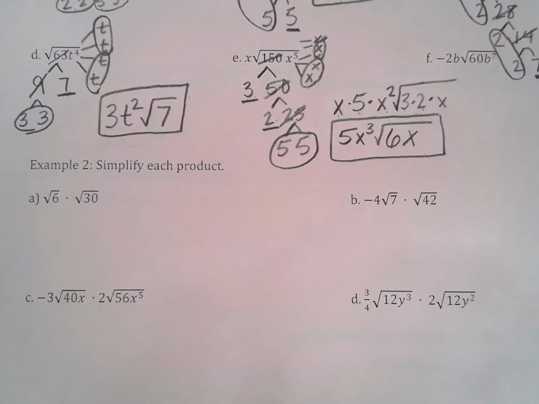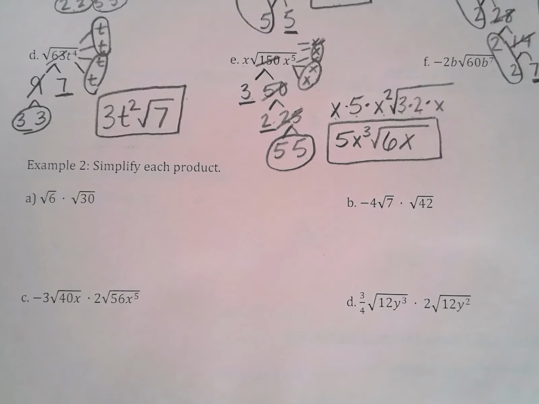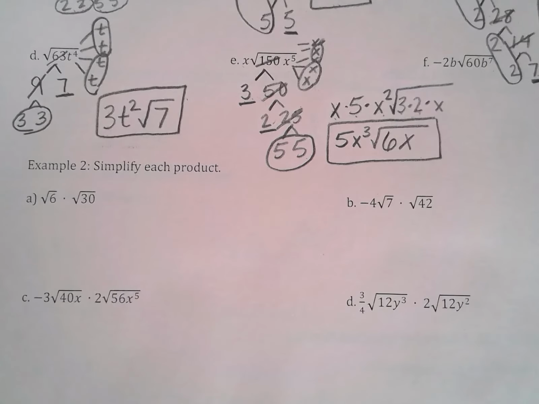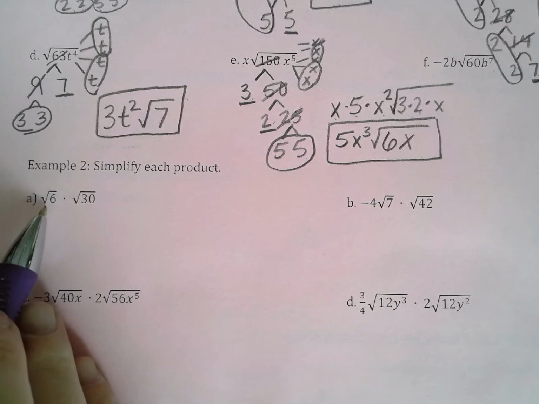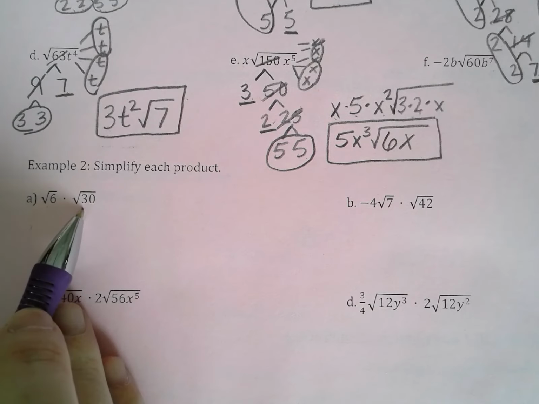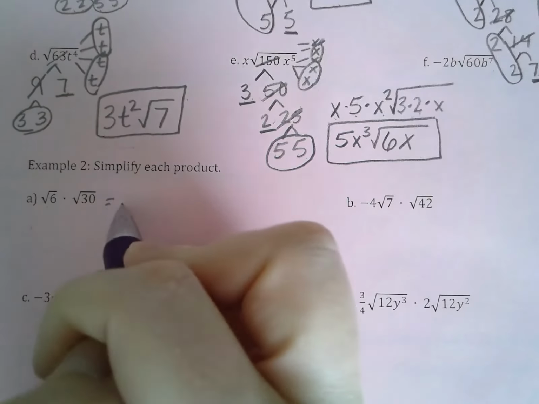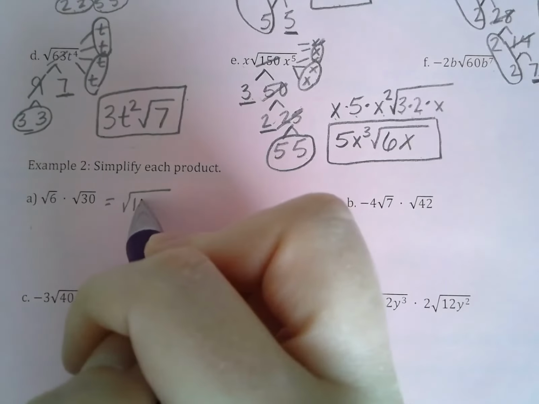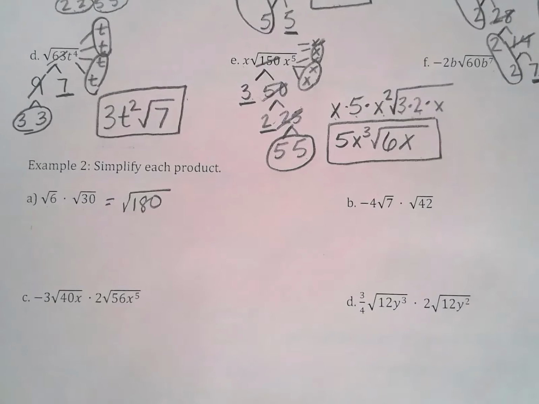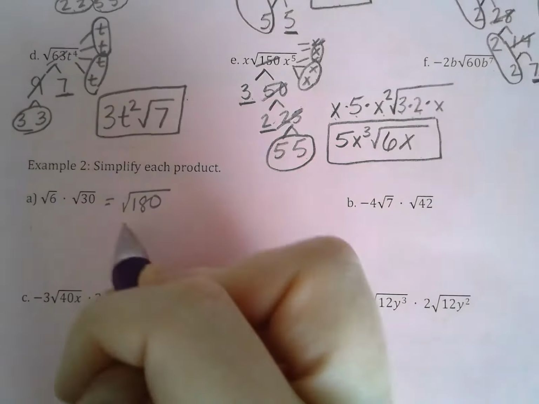The second set of examples has you multiplying 2 radicals together before you simplify. So this first part, you're doing square root of 6 times square root of 30. When you multiply those together, you'll get the square root of 180. So now you have 180 to break down.